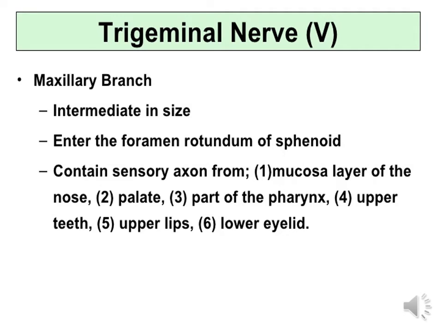The second one is called the maxillary division of the trigeminal nerve, or the second division of the trigeminal nerve. It is intermediate in size. It is larger than the ophthalmic nerve but smaller than the mandibular nerve. It enters the foramen rotundum of the sphenoid bone. It contains sensory axons from the mucosa of the nose, palate, part of the pharynx, upper teeth, upper lip, and lower eyelid. This is the innervation by the maxillary division of the trigeminal nerve.